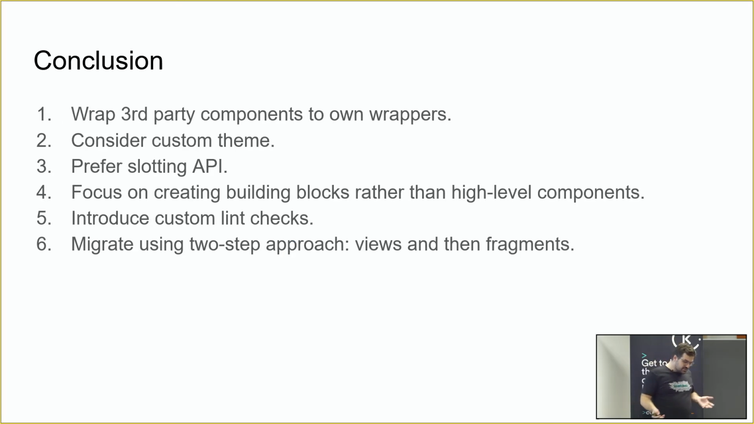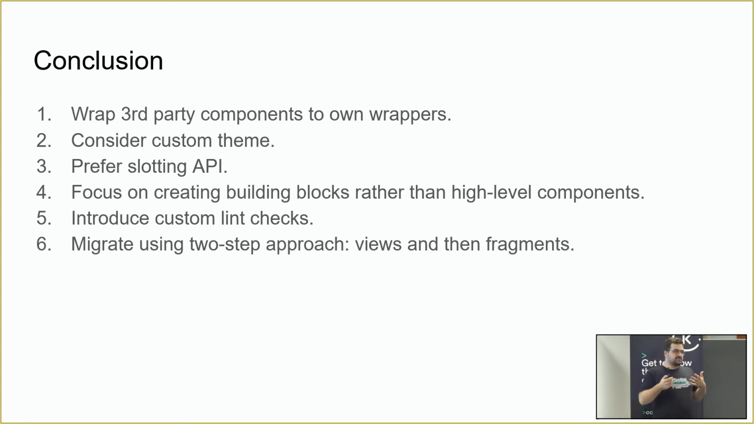So the conclusion here is to wrap all third-party components in your own wrappers. Use them all the time, even if you don't need them at the time. And if you have a design system which is different from Material, definitely create a custom theme and use it. Prefer the slotting API, and when you are using the slotting API, you may focus on creating building blocks rather than high-level components, and this will help your developers.